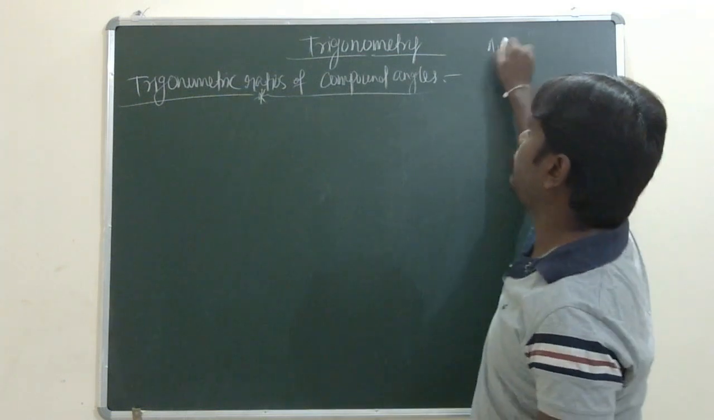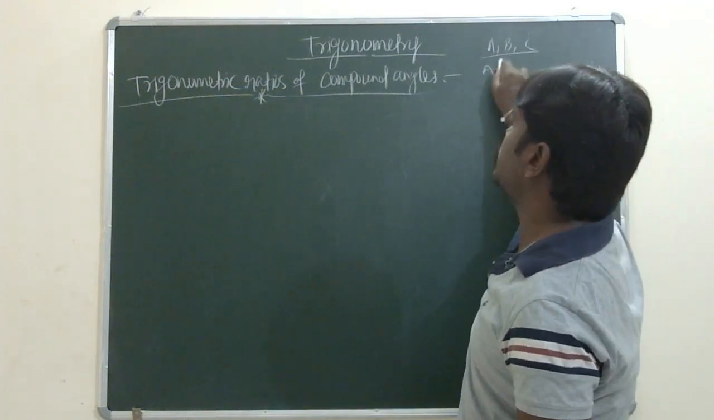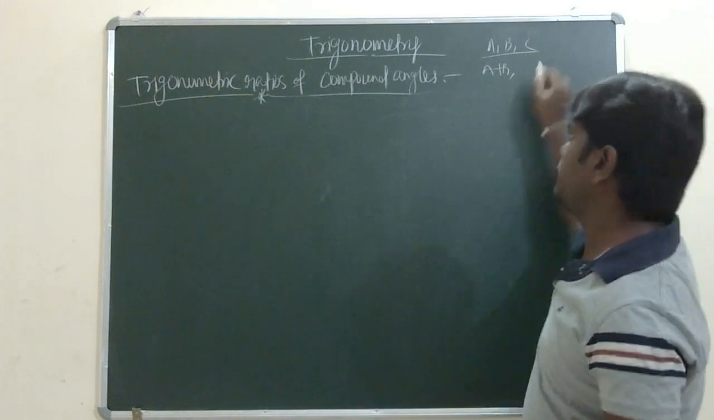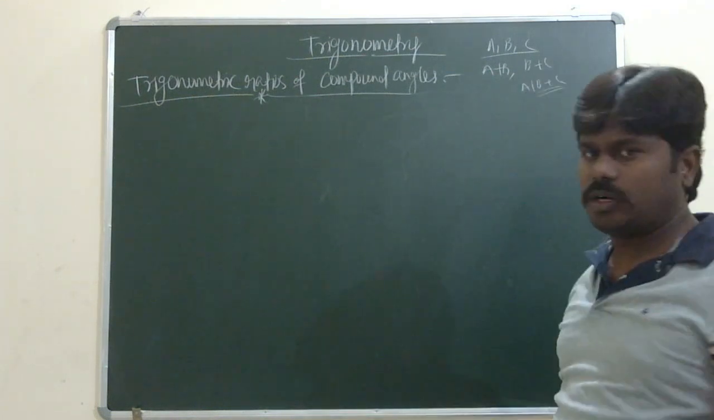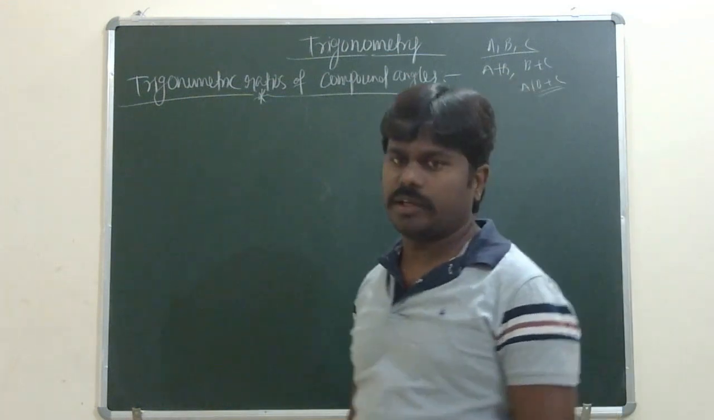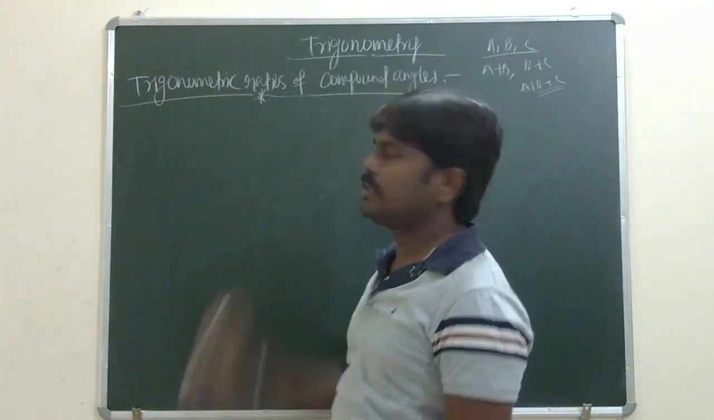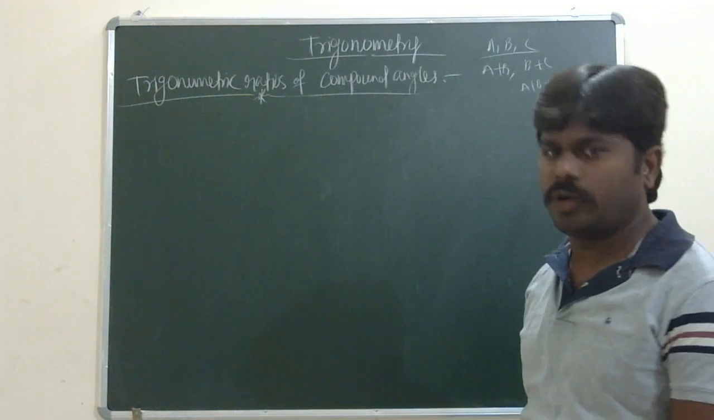Suppose A, B, C are the angles. So here A plus B is a compound angle and B plus C is a compound angle. And here A plus B plus C is also a compound angle. So the algebraic sum is called compound angles. Now here we will see trigonometric ratios of compound angles.